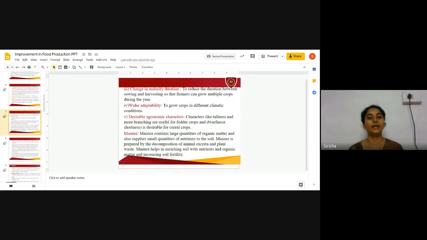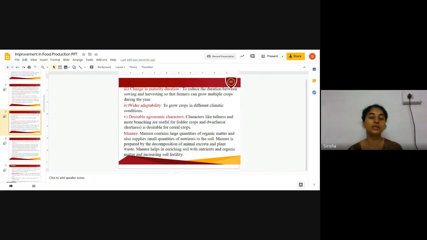Next one is wider adaptability to grow crops in different climatic conditions. So the crop should be resistant to different climatic conditions as well. And desirable agronomic characters. Characters like tallness and more branching are useful for fodder crops, and dwarfness is desirable for cereal crops.